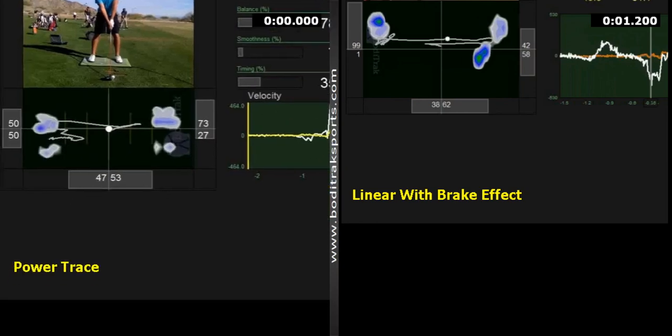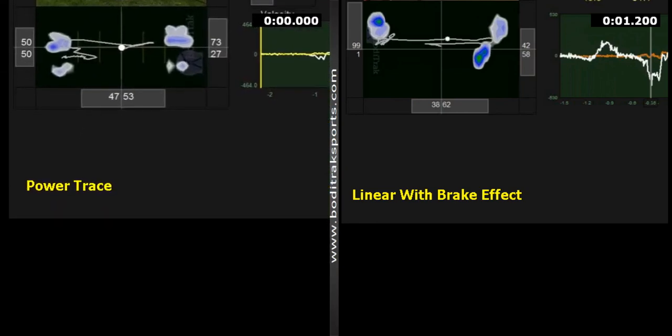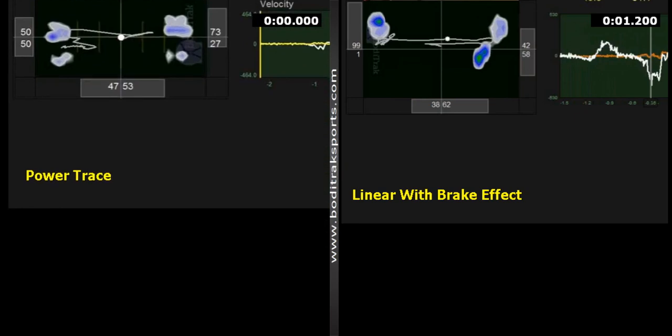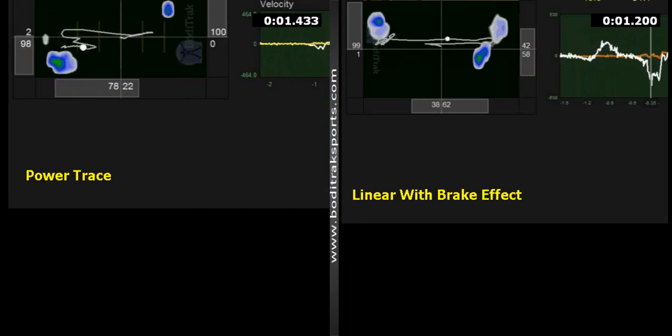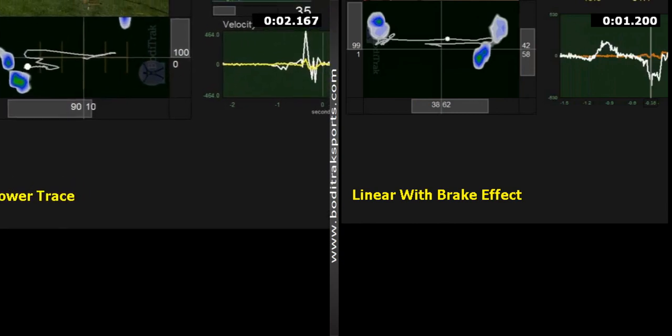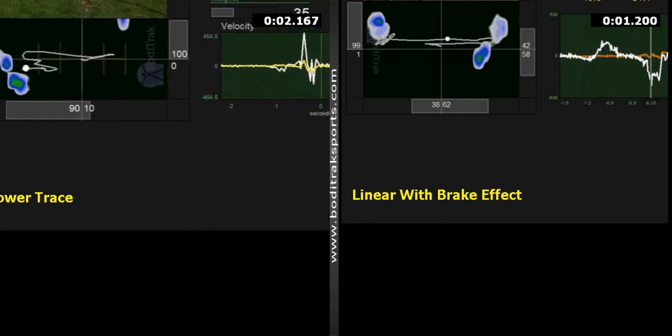The power trace on the left hand side is a really interesting trace that I'd like to explain as well as I can. I'll play one full time. This is before we had auto center, but it's a really good example of a power trace, so I thought I'd show it. The weight goes to the trail foot, straight to the front lead foot, pulls back, and then goes forward prior to impact. And we define power trace as the weight must be moving forward prior to impact.